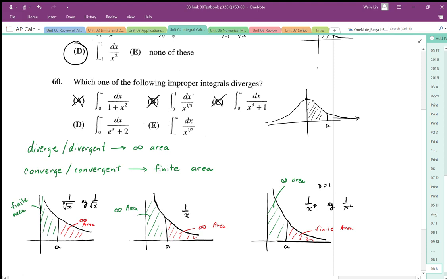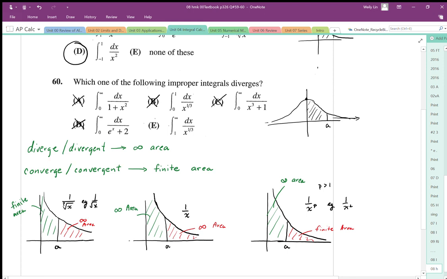Looking at D, this is an exponential function, so it's going to pinch off to 0 quicker on this tail when we take a look at the tail of this function, and at 0 we're going to have 1/2. It's just going to be similar to this graph again, but it's going to go down to 0 much quicker than all the other ones. So this one again is also going to have finite area, and so that is convergent.